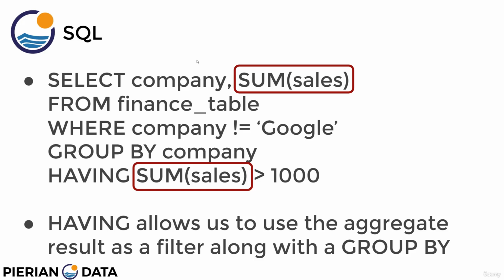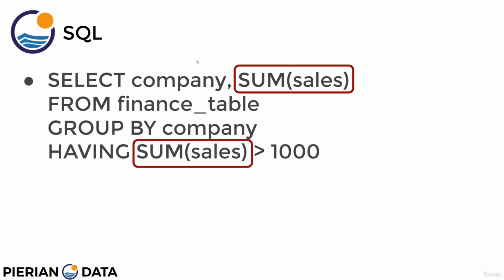So again, here I'm able to now filter based off that aggregate result of sum of sales in my having clause. So here I'm saying do the filter of the where, and then after you group by, go ahead and do another filtering where we're having the sum of sales greater than some number like $1,000. So you would end up with a query that looks something like this.